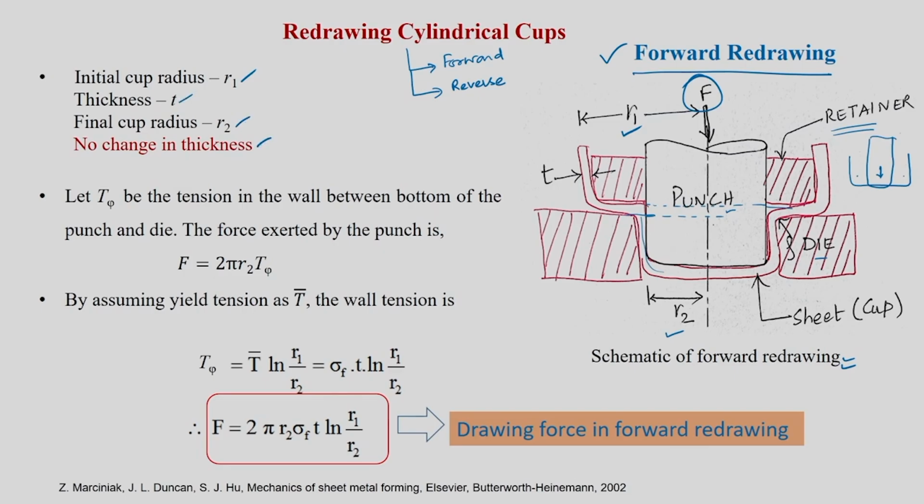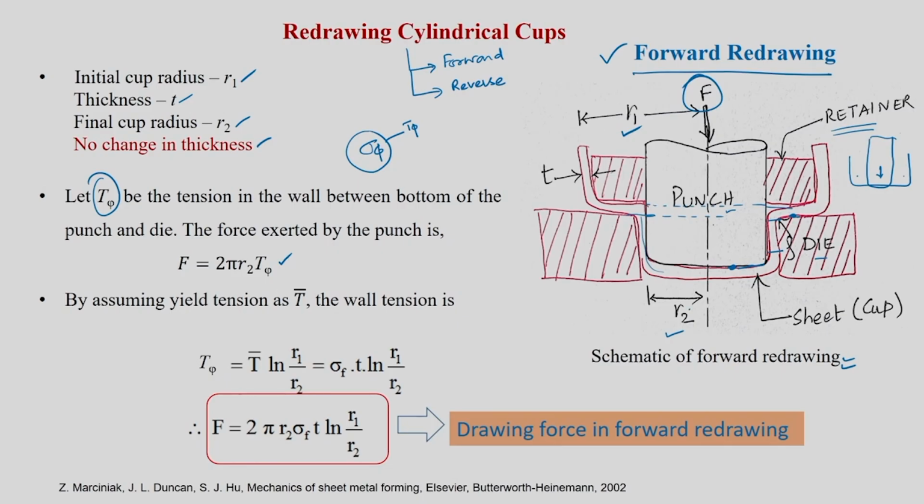In the usual way we are going to do that, and initially we know sigma phi, the stress in the cup wall. We already derived that. Now imagine that there is one tension because of that, that is T phi. Let T phi be the tension in the cup wall between the bottom of the punch and the die. Between the bottom of the punch and the die there is a cup wall, and in the cup wall you have a tension of T phi. That is given by sigma phi, which we are aware of from the previous lecture. Now the force exerted by the punch is simply given by F is equal to 2 pi R2 times T phi.